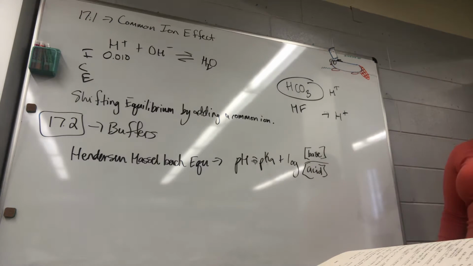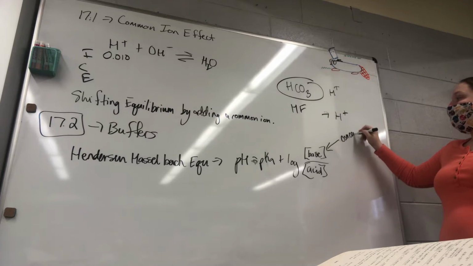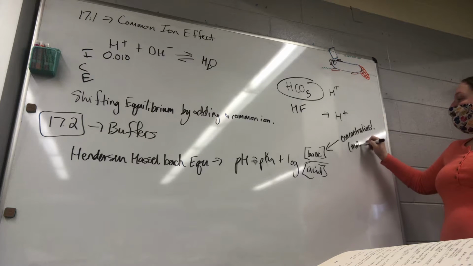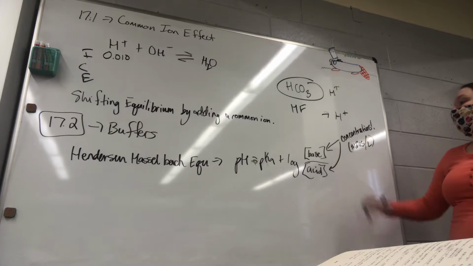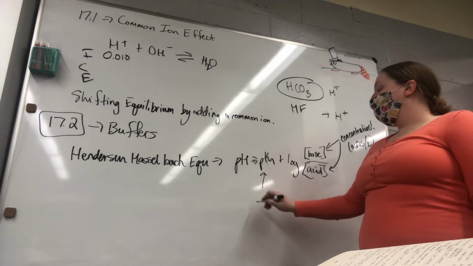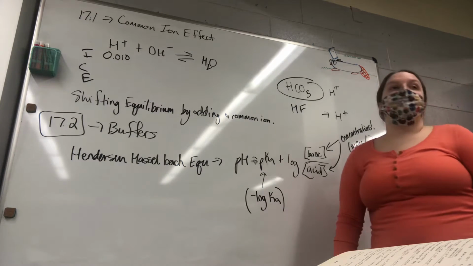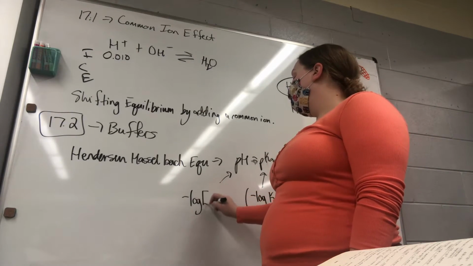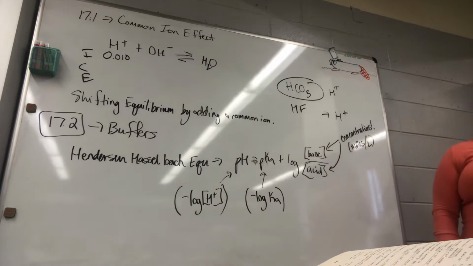Something to remember about Henderson-Hasselbalch's equation. These guys mean concentrations. We do concentrations in moles per liter. pKa means what? Negative log of a Ka. pH means what? Negative log of the concentration of H+. Okay, don't forget some of the rules for this particular thing.